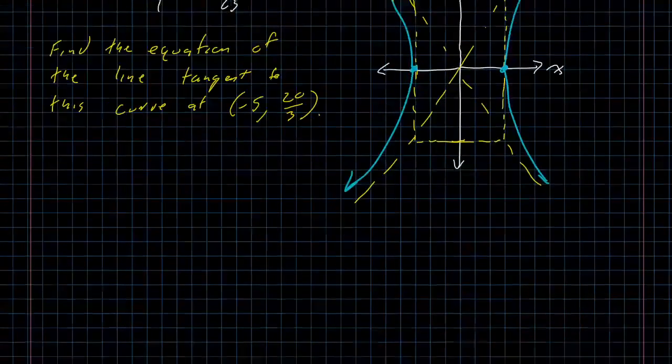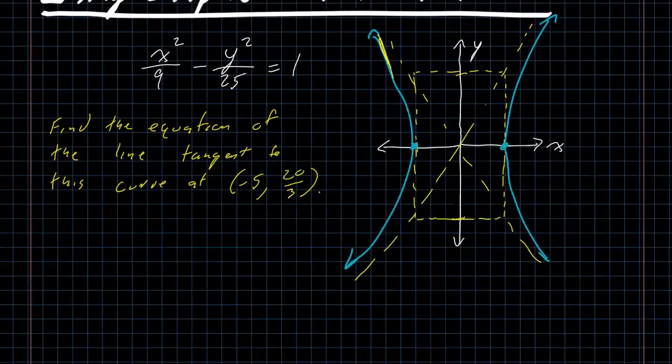But the first thing I always suggest when we're looking at finding the equation of a line tangent to a curve at a point is make sure that that point is actually on the curve. Make sure that no one has done anything stupid up until this point. I'm writing these problems. I guarantee you that it's possible for someone to do something stupid before they give you the problem. But we plug in x is negative 5 and y is 20 over 3.